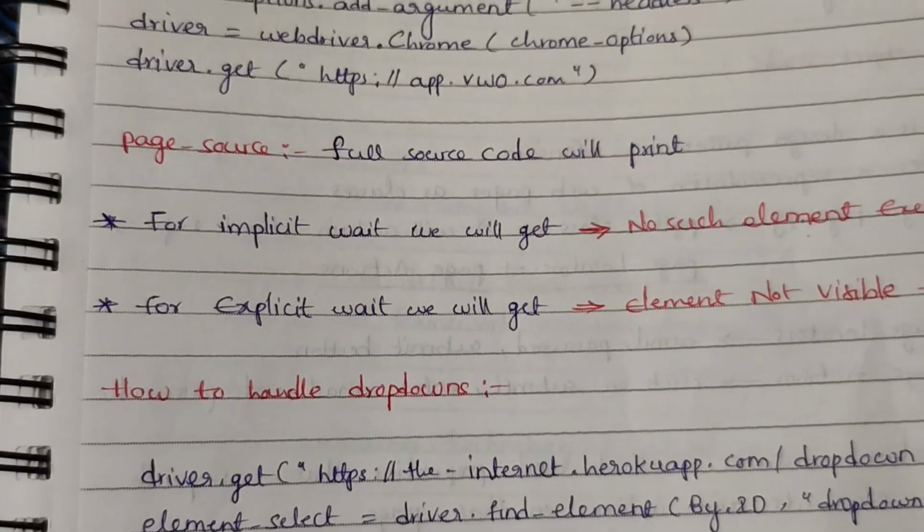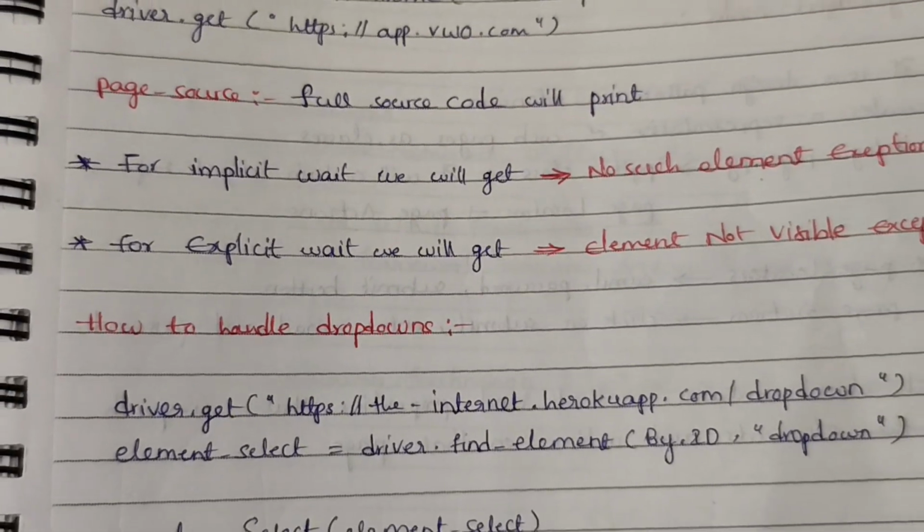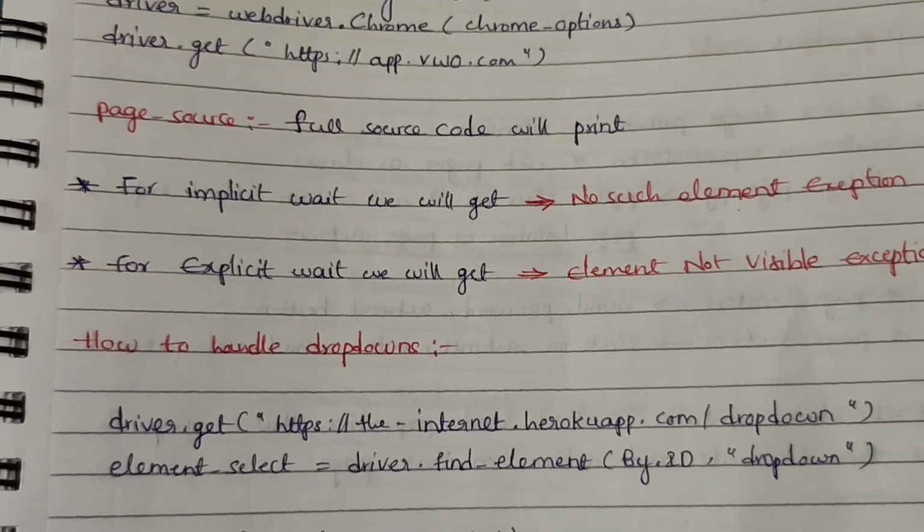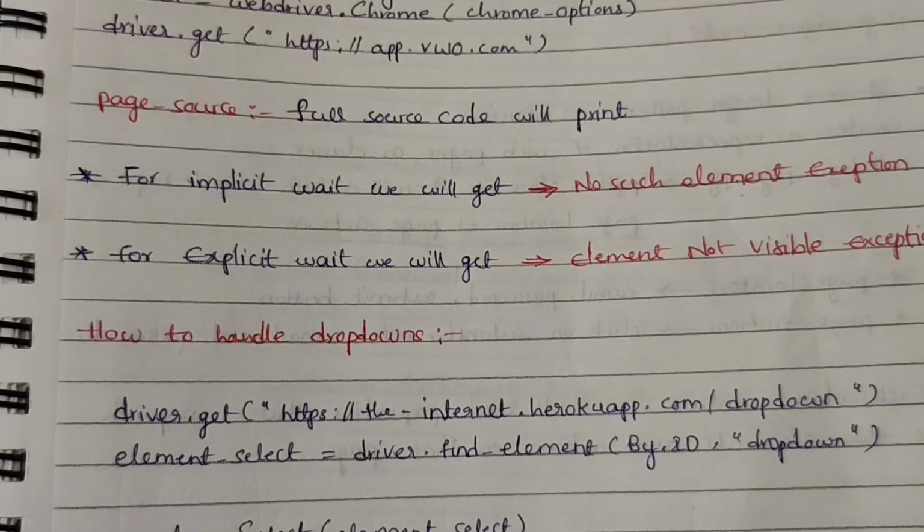Page source means the full source code will print. Okay, so next, for implicit wait we will get no such element exception.